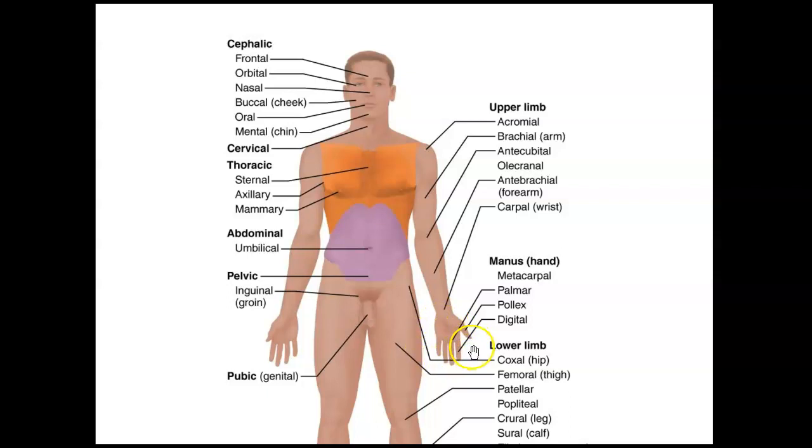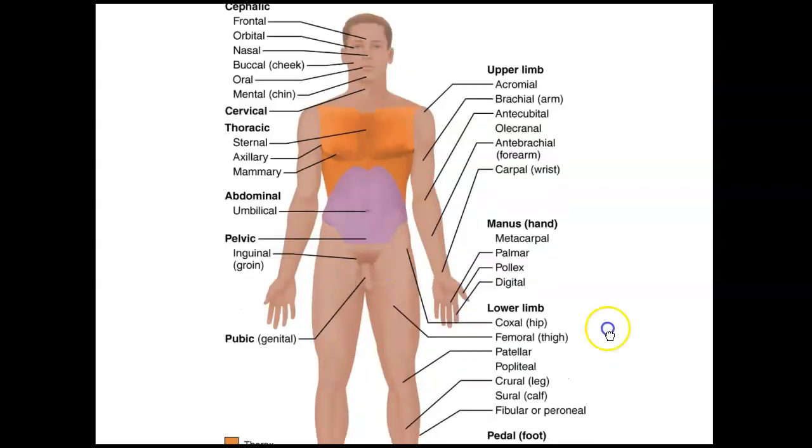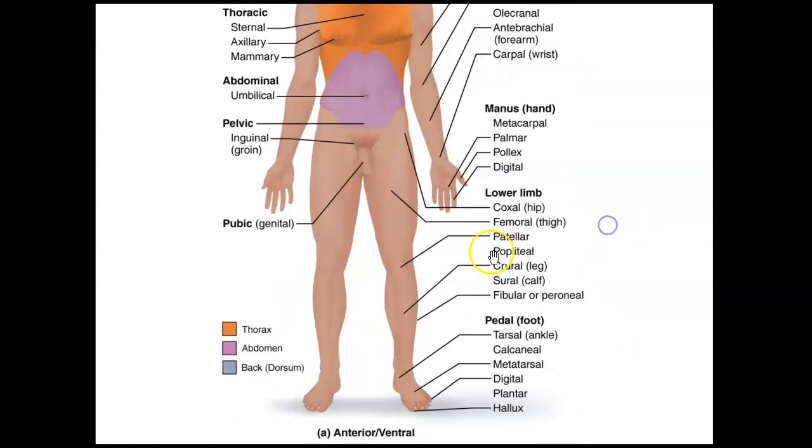And that includes the metacarpal, the palmar region, the pollex, which is the thumb, and then the digital region, which is the other fingers. Then we have the lower limb. This is the coxal region or hip region, the femoral region or thigh. Patellar is the kneecap, and back of the knee is the popliteal region.